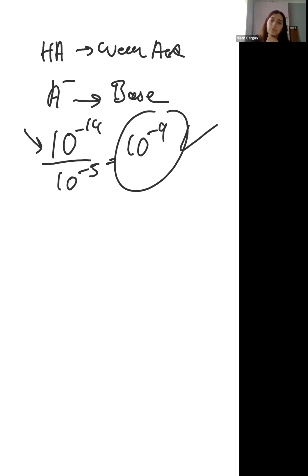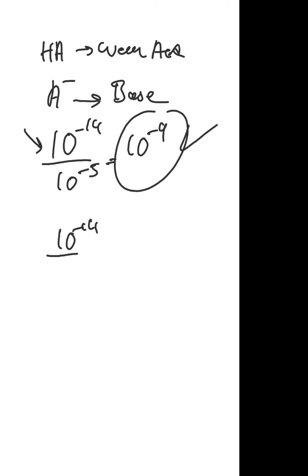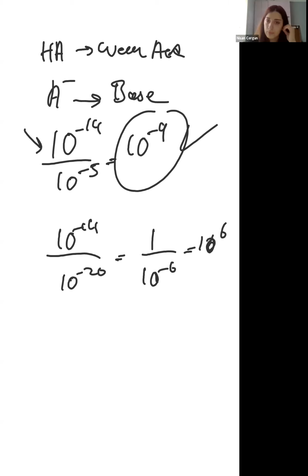It just depends on how weak our original acid is. If our original acid is really, really weak, let's say we have 10 to minus 14 divided by 10 to minus 20, then we will end up with a strong base situation. It just depends on how weak our original acid was.